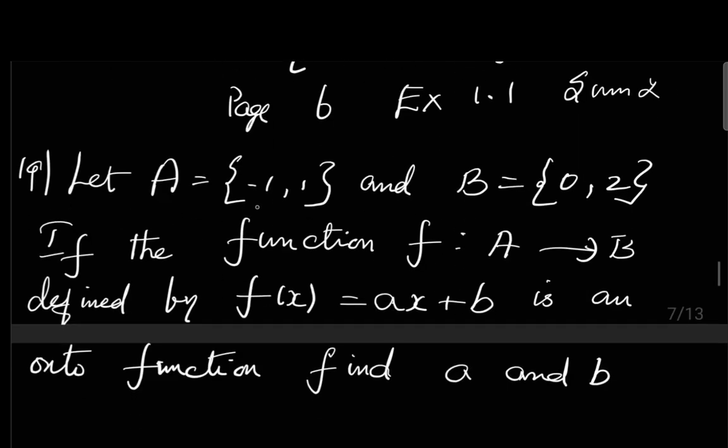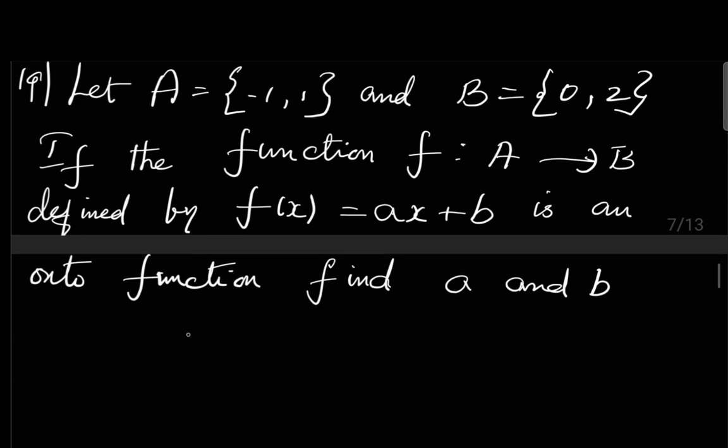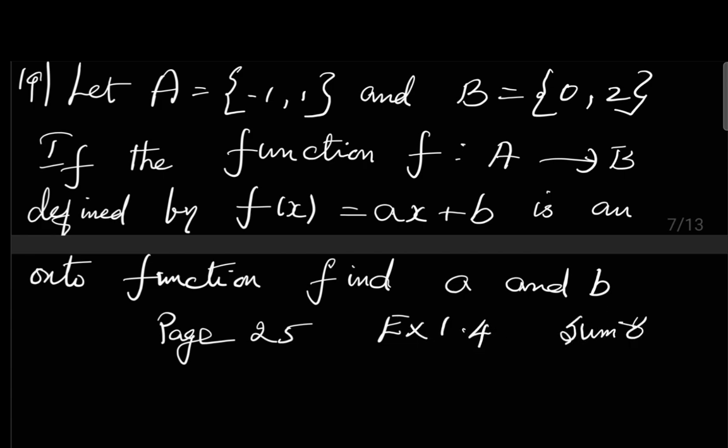See, let A is {-1, 1}, B is {0, 2}. If the function f from A to B, defined by f of x is ax plus b, is an onto function. Find a and b. See, this is also an exercise sum. It is in page 25. Exercise 1.4. Eighth sum. Very important sum.